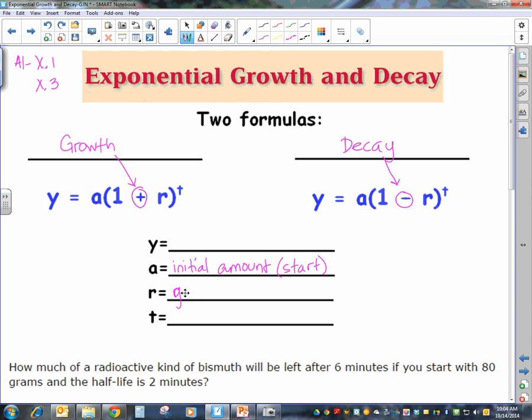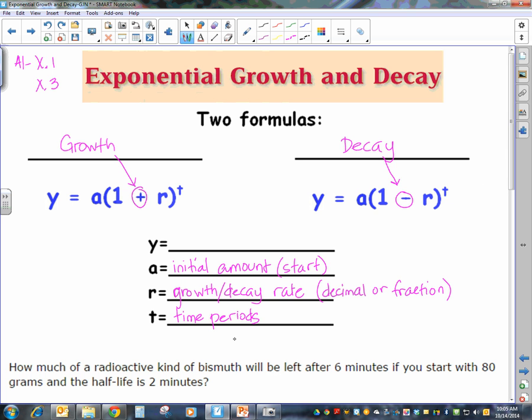Let's call it growth or decay rate. And the important thing to remember is it has to be a decimal or a fraction when you put it in your problems. You can't leave it as a percent. Okay, the T stands for time periods. These are general problems of exponential growth and decay.